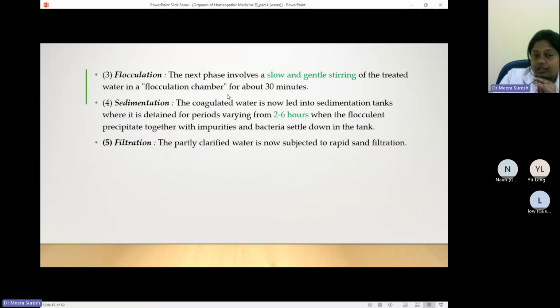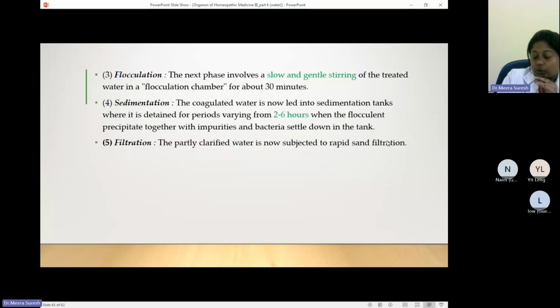Then there is flocculation. Now there is a gentle and slow stirring of the treated water in a flocculation chamber for about 30 minutes. Then it is allowed to sediment. The coagulated water is now led into sedimentation tanks, and here it is detained for 2 to 6 hours, so that when the alum was mixed, obviously it is going to get mixed with the suspended impurities, organisms, etc. That suspended matter will settle down in the tank, and only that water is carried or subjected to the rapid sand filtration.